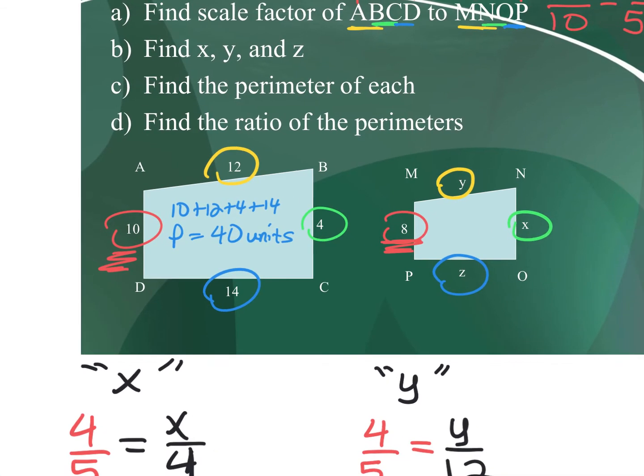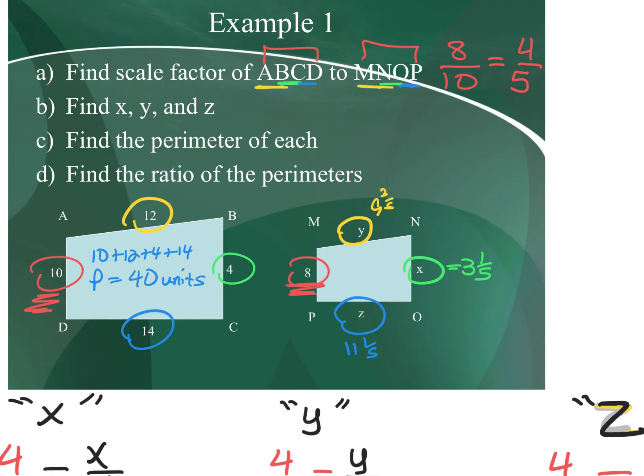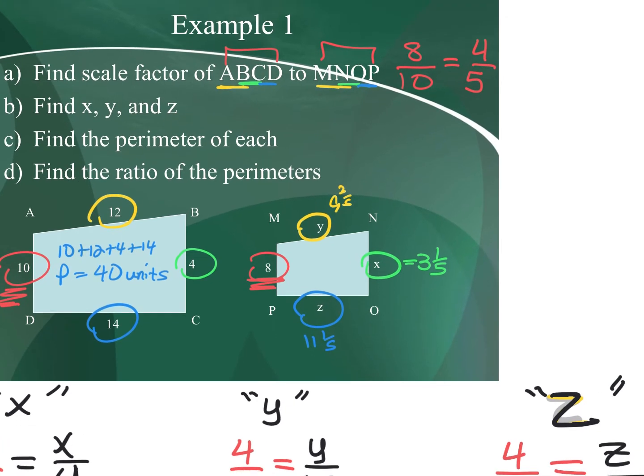Now for the smaller one, I just found all these side lengths. So x was 3 1/5. Z was 11 1/5. And y up here was 9 3/5. So now I've got to add all of these. So let me add it over here. I'm going to add 8 plus 3 1/5 plus 9 3/5 plus 11 1/5.